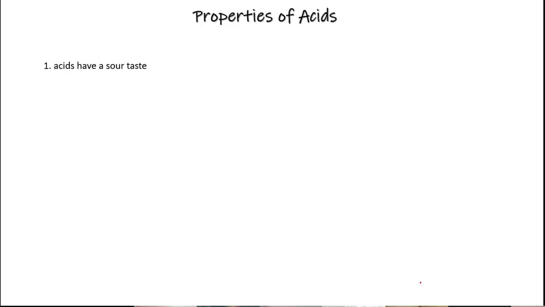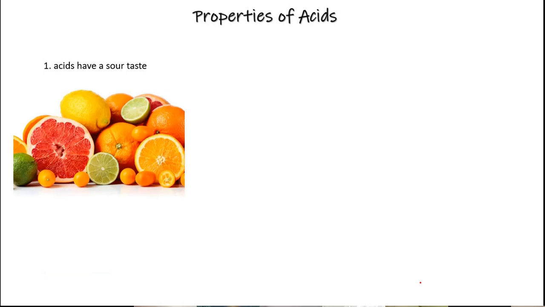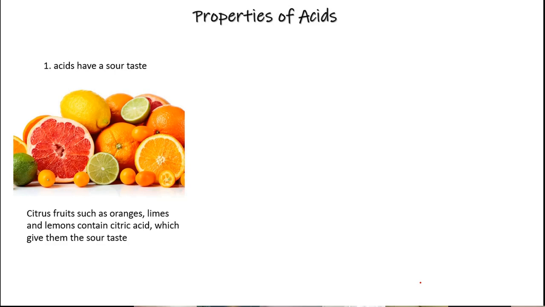Okay. Next, properties of acids. The properties of acid is acid have a sour taste. This picture shows the citrus family, like lime, lemon, orange. All of them have the same taste, the sour taste, because they contain citric acid. That's why they can be classified as the citrus family, containing citric acids. And the taste is sour.